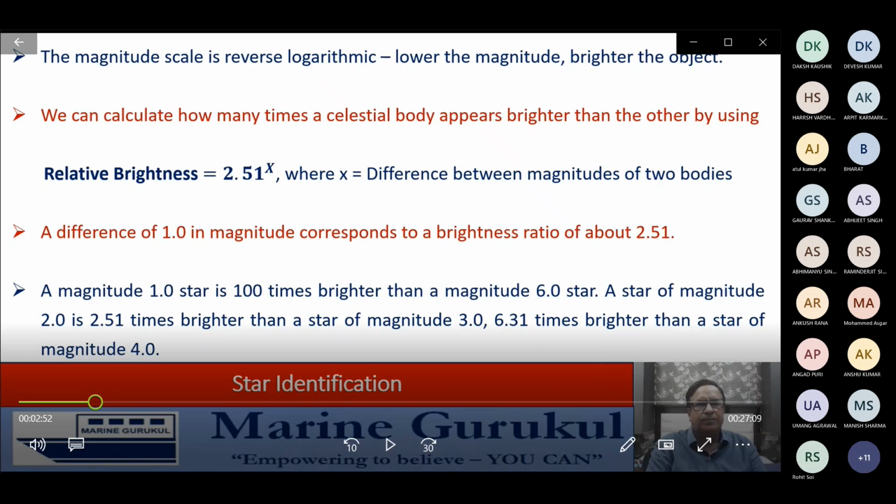Later on, we could connect it to logarithm and we could derive this formula, that if we have two stars available and we know the stellar magnitude of both, we can find out how many times a particular star is brighter than the other by using this formula. So you can just calculate the difference of magnitude of two celestial bodies and put it in the formula 2.51 raised to power x. It will immediately tell you how many times one body is brighter than the other.